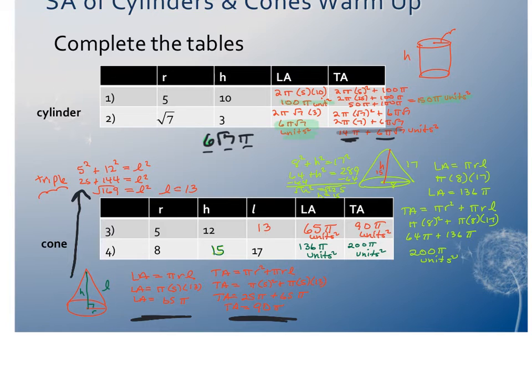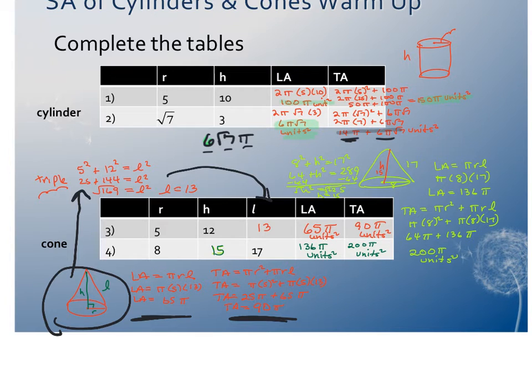To get the slant height for number 3, here was my cone that I drew, and then I did the Pythagorean theorem to get the L. Once I have the L, then I can put it into the formula pi r L. For total area, I'm going to take that lateral area and add it to the base area. The base is a circle, so pi r squared. So the final answer here is 90 pi.